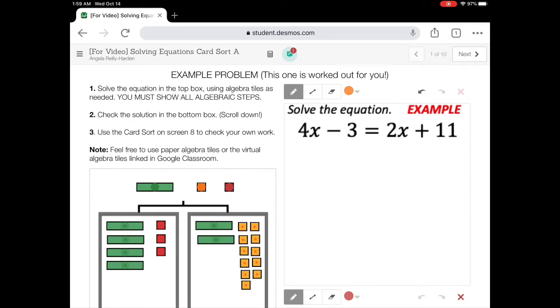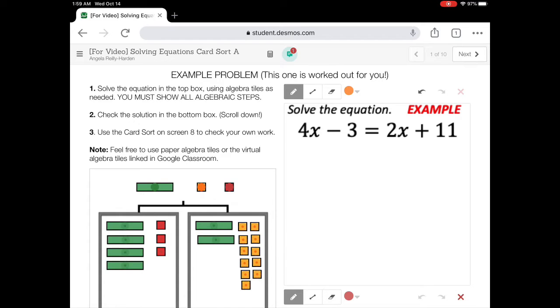When you enter the activity on screen 1, you're going to find this example problem already worked out for you. I'm going to work it out now. Let's go through the steps. The directions say solve the equation in the top box using algebra tiles as needed. You must show all algebraic steps.